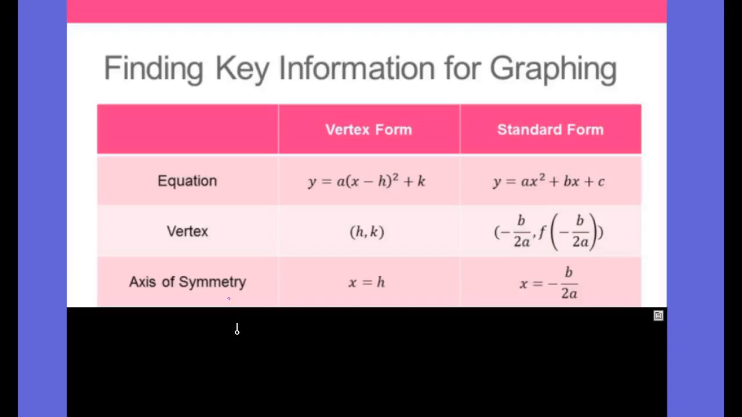The axis of symmetry is going to cut your graph in half. It is always an x equals equation. So it is an equation. You must have x equals. If you do not have x equals, then you have not given the axis of symmetry as an equation. You've simply given me a number.